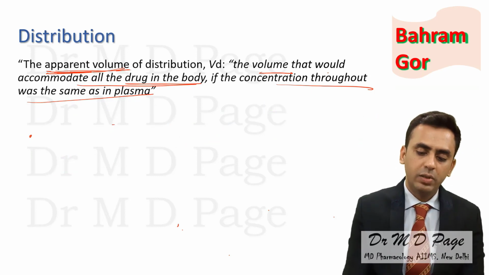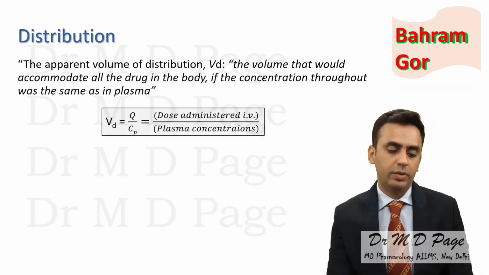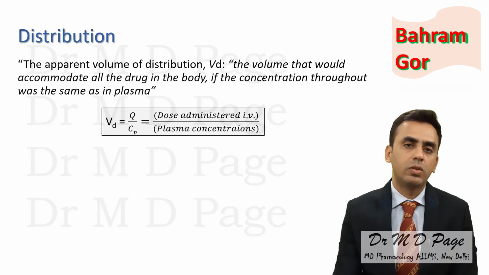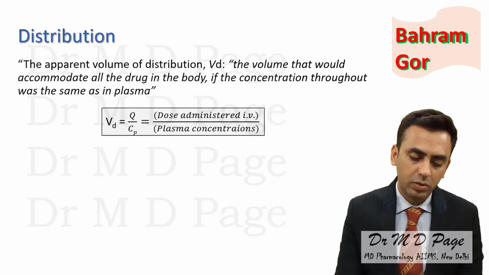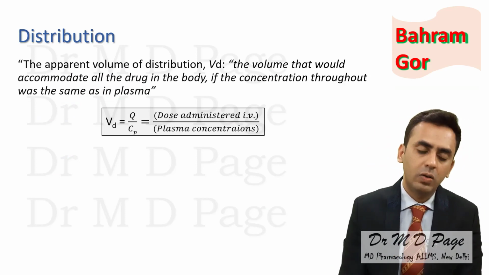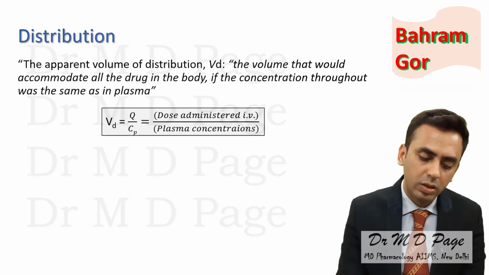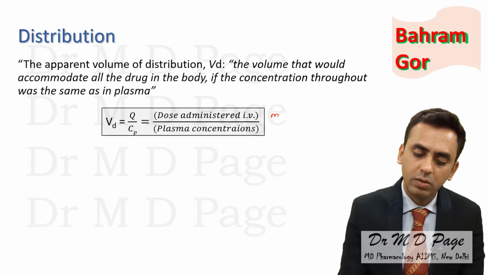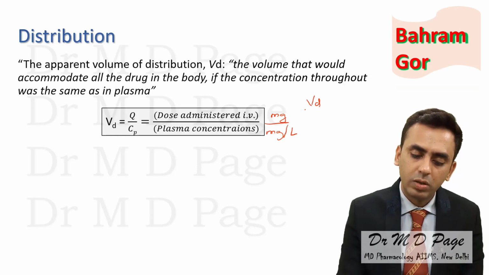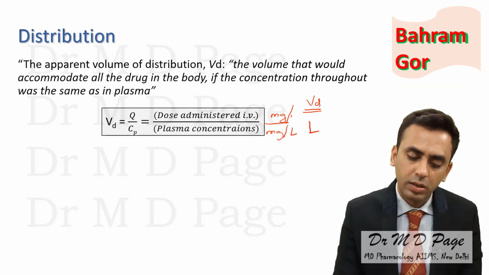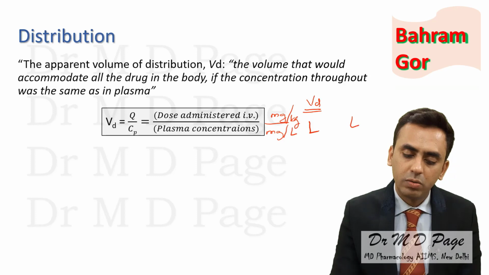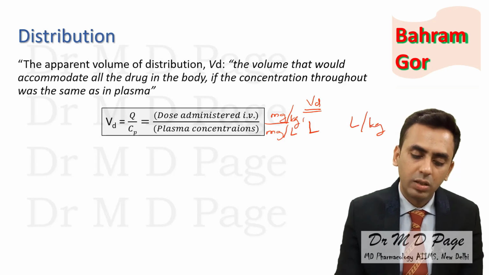Okay, it can be written like this. Volume of distribution is equal to Q by Cp, the dose administered IV divided by concentration. So what will be its unit? If the dose administered is given just in milligram and plasma concentration is milligram per liter, the volume of distribution will be in liters. If the dose given is milligram per kg, the volume of distribution will be liter per kg. So it can be written as just liters or liters per kg.